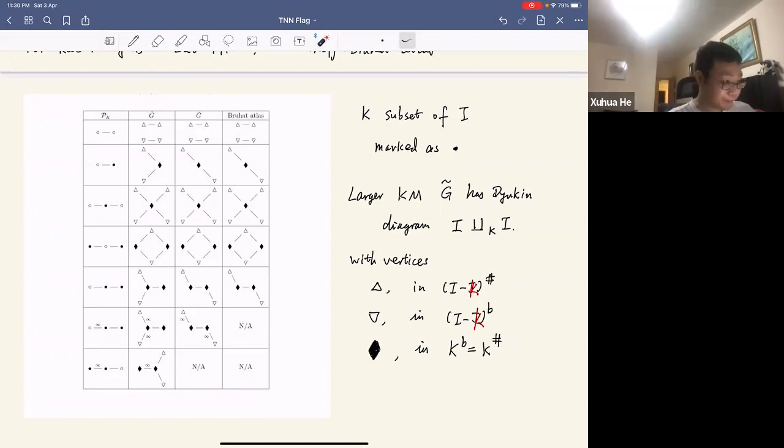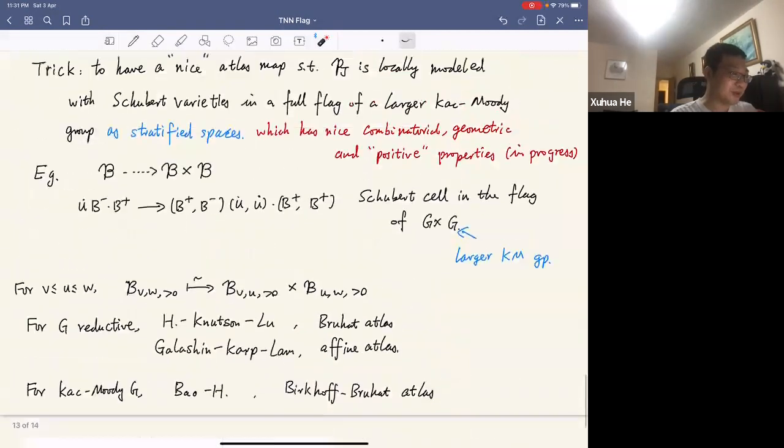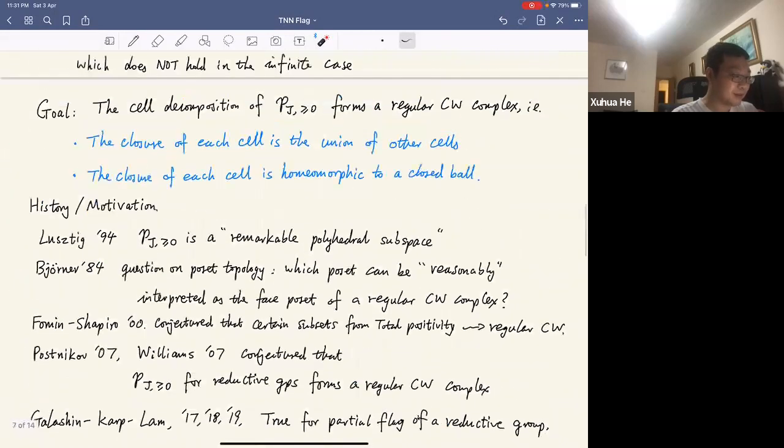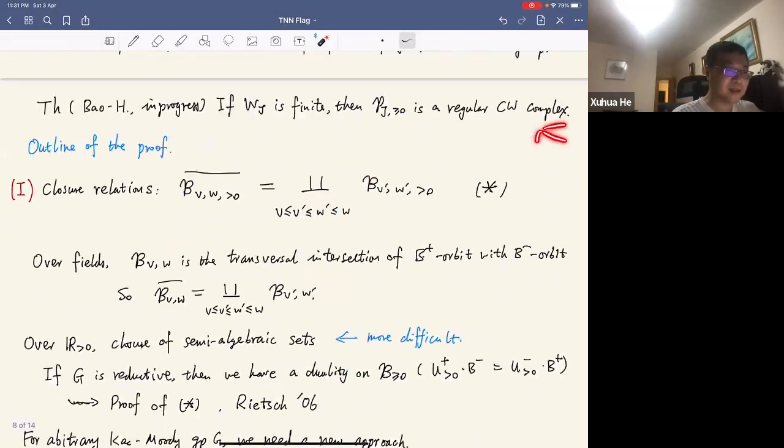Okay, so after putting all these things together using the canonical basis, and also the generalized Poincare conjecture, and also these atlas maps, and also some of the positivity structures, we come to this main theorem. And this main theorem. Okay, I'll stop here. Thank you.